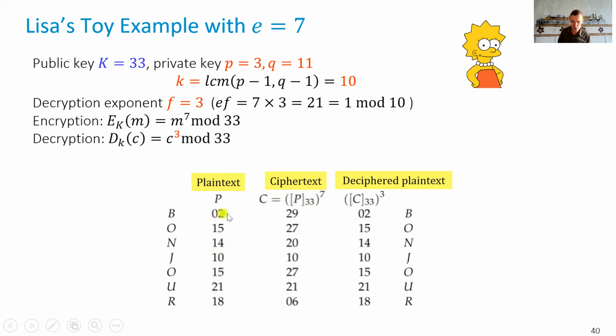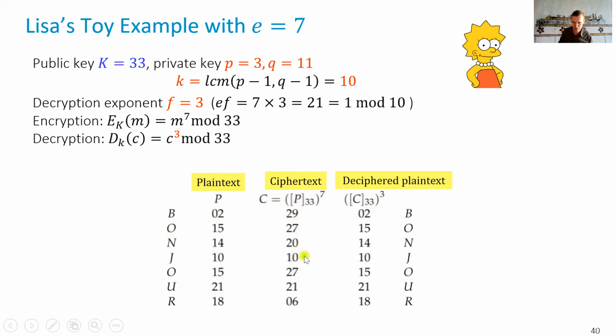So you take 2 to the power 7, you take the remainder modulo 33, you obtain 29. The remainder modulo 33 is a number between 0 and 32. And then that's the ciphertext. That's the text that will be encrypted. Of course, if I have the plain text, I'm able to write the sentence that was sent very easily. In order to decrypt, I simply raise to the power 3.